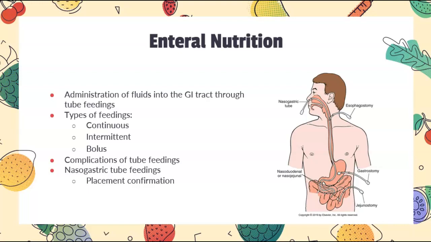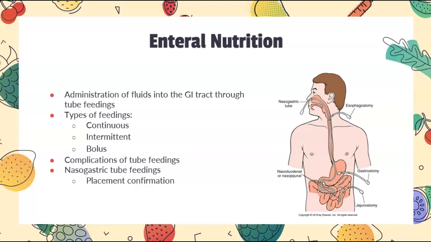Nasogastric tube feedings. A nasogastric tube is a tube that's inserted through the nostril, through the esophagus, and into the stomach. Always check placement prior to administering medications or feedings. An improperly placed nasogastric tube can cause aspiration, pneumonia, a pneumothorax, or peritonitis. The most reliable way to check placement of an NG tube is a chest x-ray.